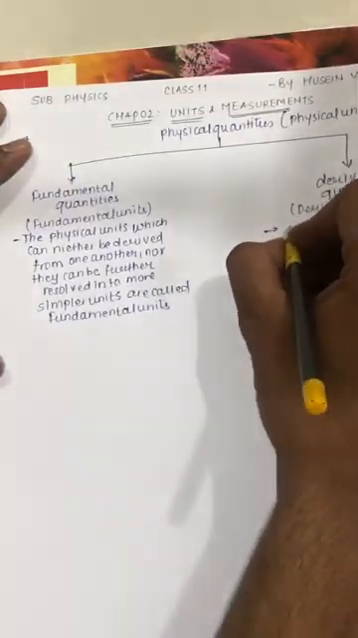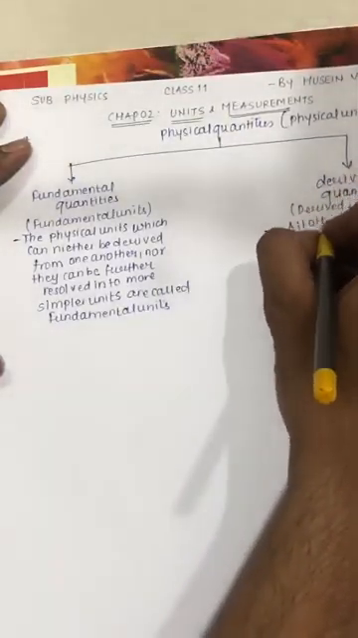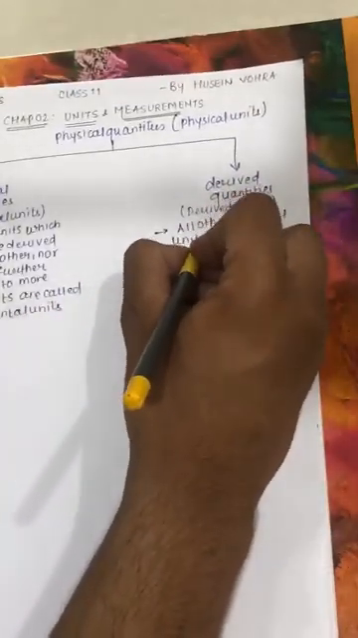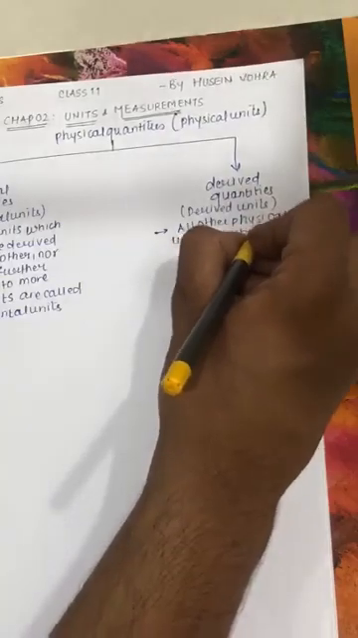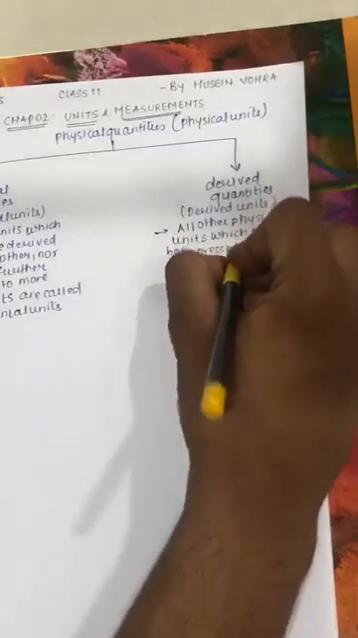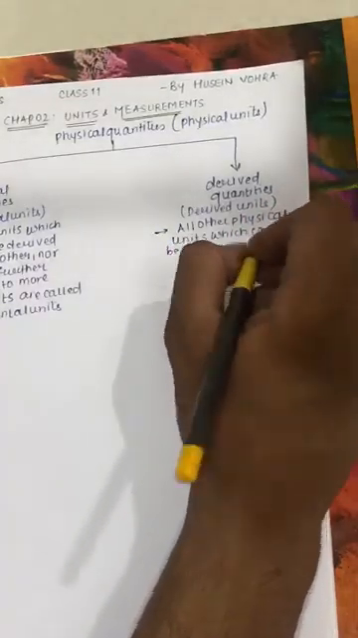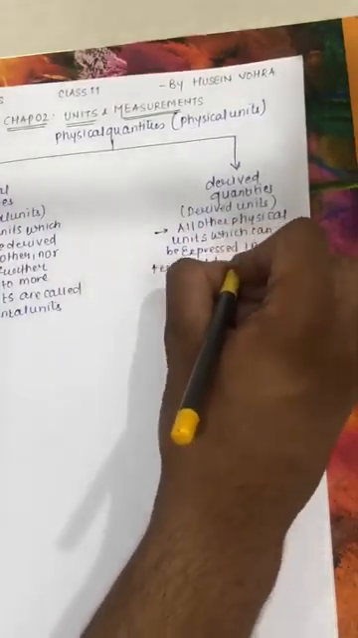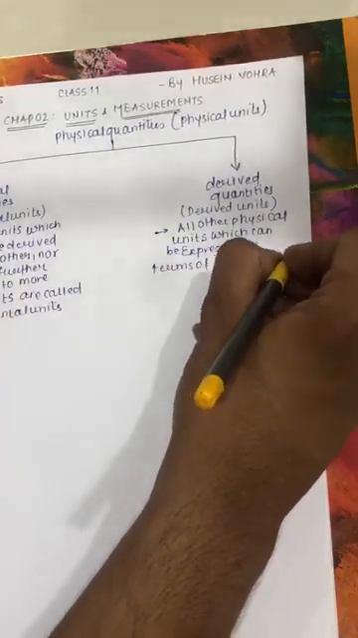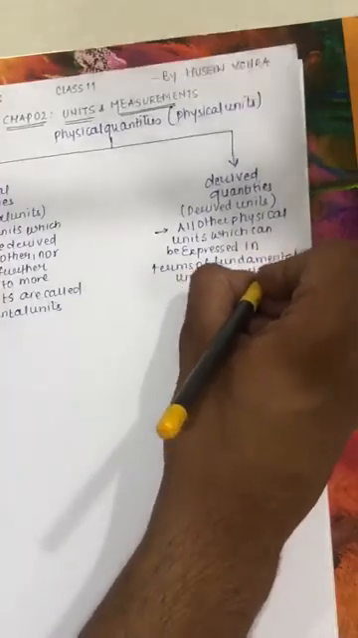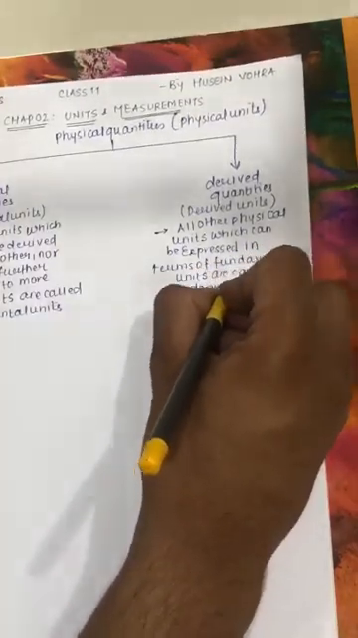What are derived units? All other physical units which can be expressed in terms of fundamental units are called derived units.